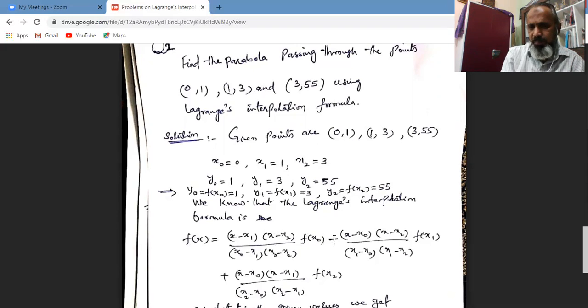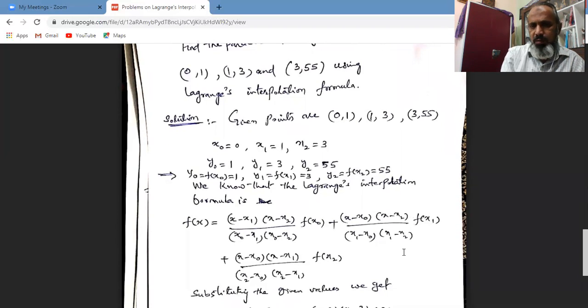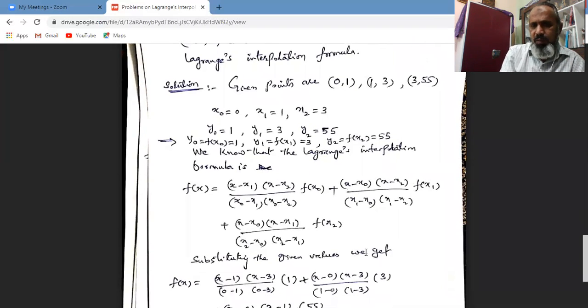So what is the second term? In the second term, we have to write f of x1, and there should not be the x minus x1 factor. So (x minus x0)(x minus x2) by (x1 minus x0)(x1 minus x2). This is the second term, and the third term will be (x minus x0)(x minus x1), so this is f of x2. We should not write the x minus x2 factor in the numerator, and in the denominator x0, x1 should be subtracted from x2. So this is the formula for the given data points.